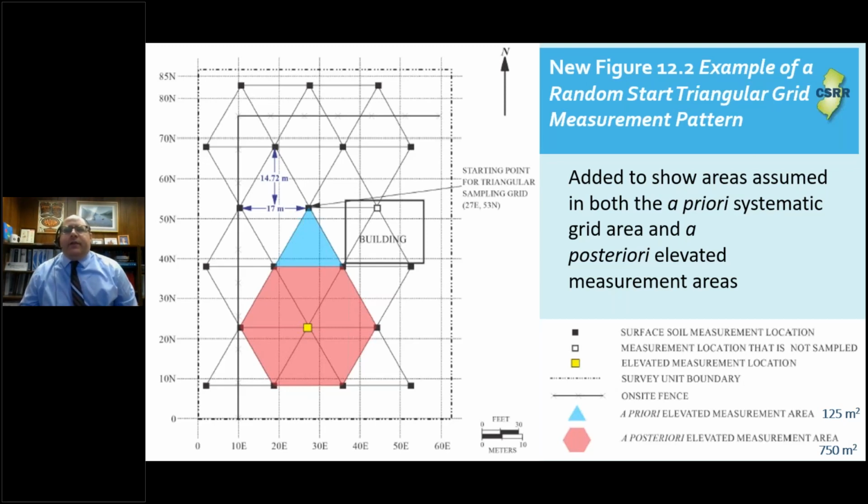As you can see, if the yellow sample location were an exceedance using only neighboring systematic sample locations, the area affected might be 6 times larger than assumed for the a priori DCGL EMC. An example follows using these areas. Next.